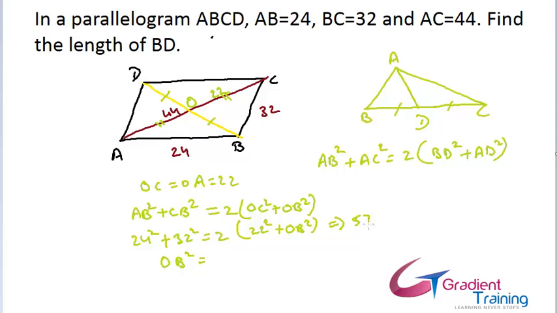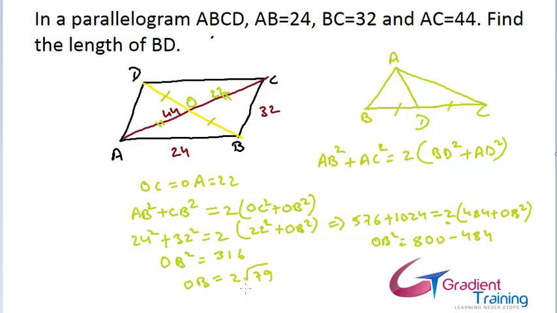24 square is 576 plus 32 square is 1024, equals twice of 22 square, which will become 484, plus OB square. This is 1600. 576 plus 1024 is 1600. 1600 divided by 2 will make it 800, and OB square will be 800 minus 484, or 316, and that makes OB the square root of 316, or 2 root 79.